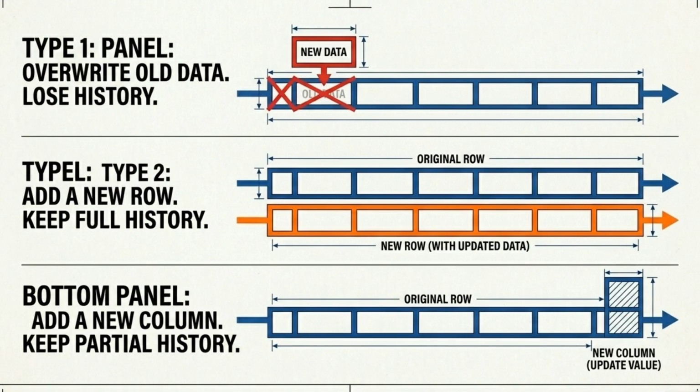For handling data updates, we utilize different types. Type 1 overwrites old data, sacrificing history. Type 2 adds new rows to maintain a full history. Alternatively, you can add new columns to keep partial history.